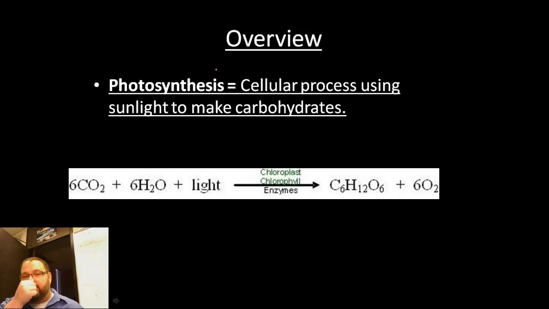All right, if I look at the equation for photosynthesis, photosynthesis is a cellular process using sunlight to make carbohydrates. So we're going to take carbon dioxide and water, and using light, we're going to generate glucose and oxygen. Now, I do want to touch on the fact that we're not making energy. You don't see any energy being created in this equation. So we're not generating any energy from the plant. So photosynthesis does not give energy to plants.